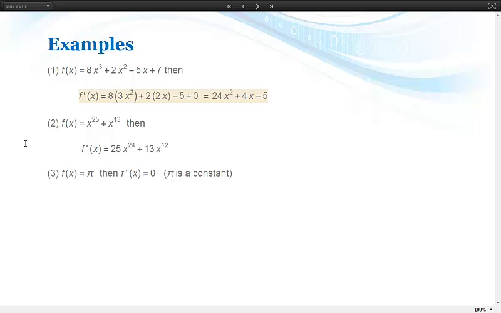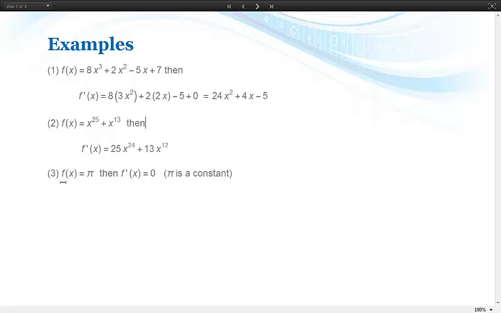Another example of using the power rule: if f of x is x to the 25th plus x to the 13th, then the derivative is 25x to the 24th plus 13x to the 12th. Notice how I brought down the exponent in both cases and reduced the exponent by 1.